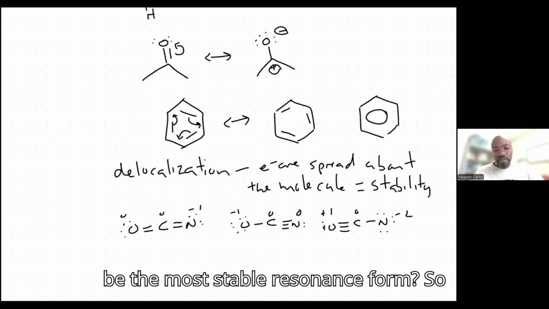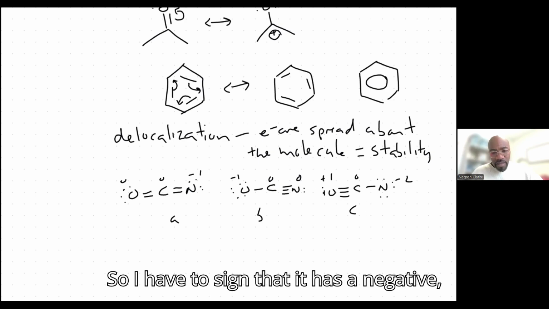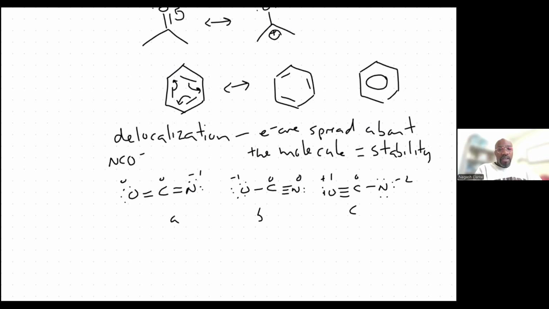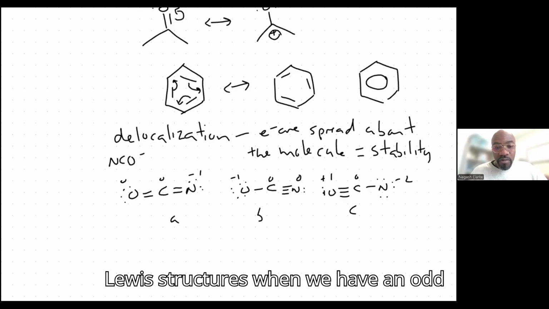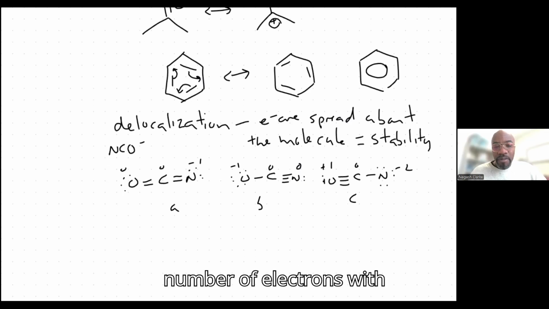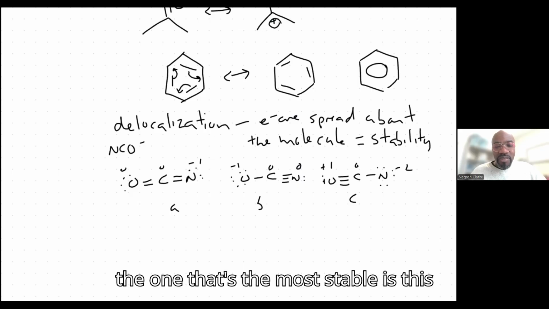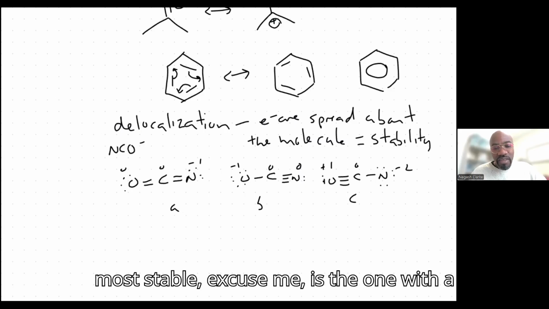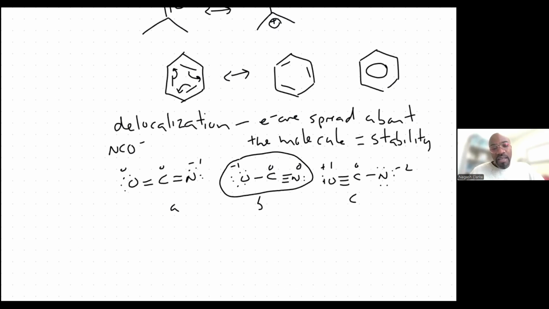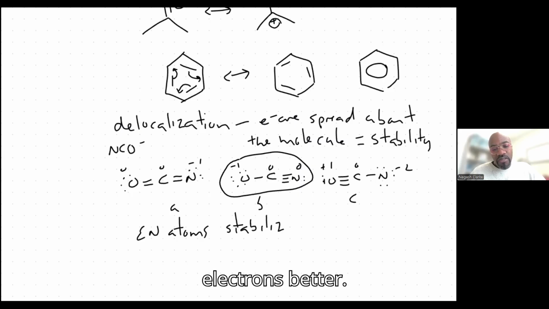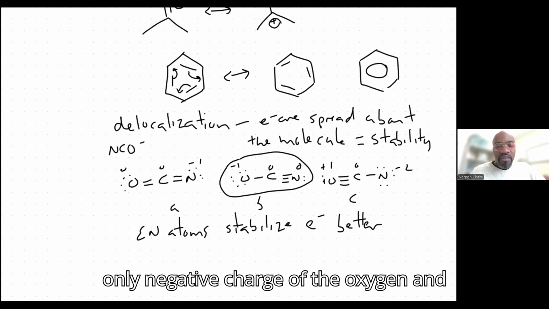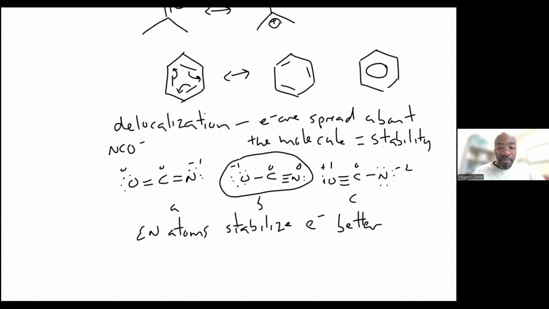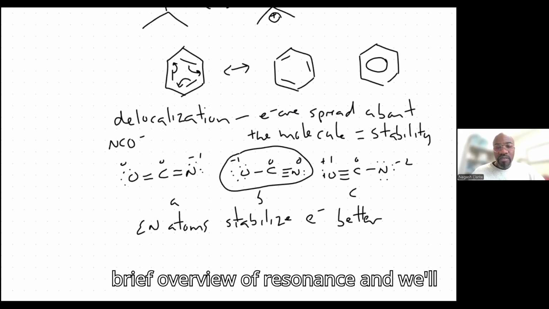So which would be the most stable resonance form? Let's say A, B, and C. Isocyanate has an overall negative charge on it. Otherwise, we would have an odd number of electrons, which is really hard to do with structures. So the one that's the most stable is this one. Actually, no, I'll take that back. The one that's the most stable is the one with a negative charge on the oxygen, because electronegative atoms stabilize electrons better. So if I have a toss-up between the negative charge on oxygen and nitrogen, I'm going to choose the oxygen because it's more electronegative. Okay. So that's a brief overview of resonance, and we'll see you next time.